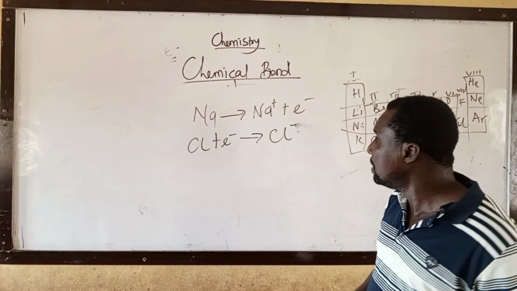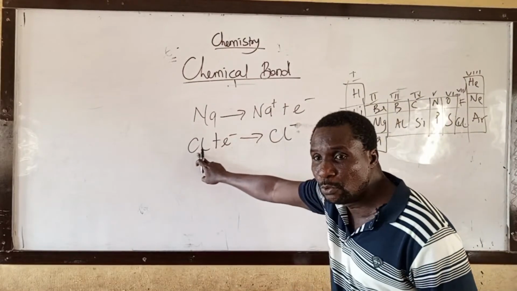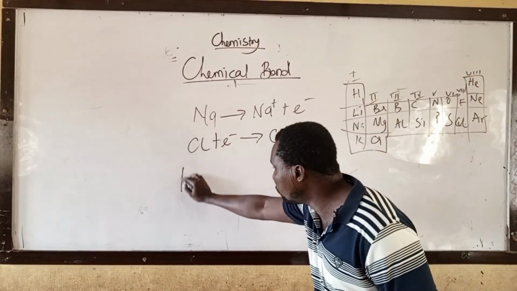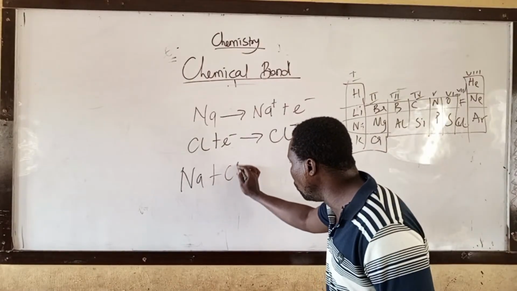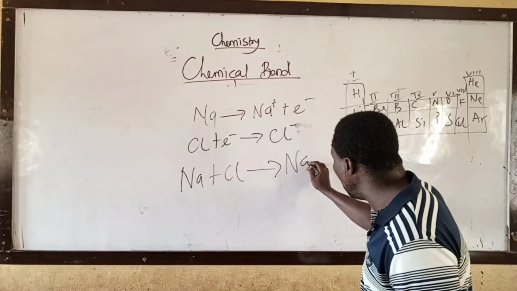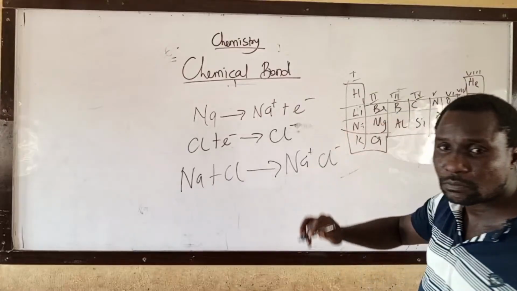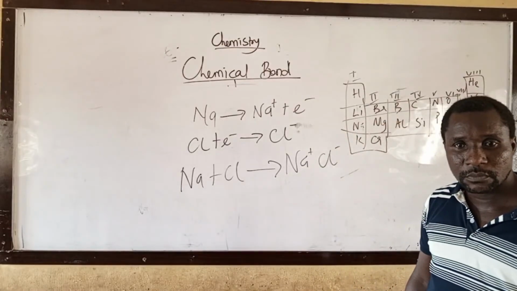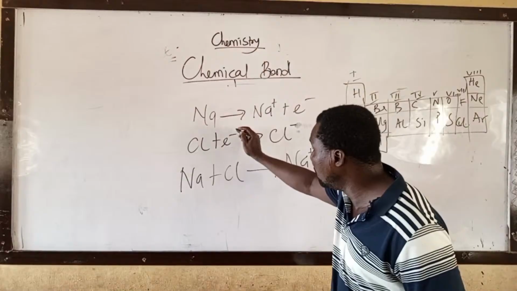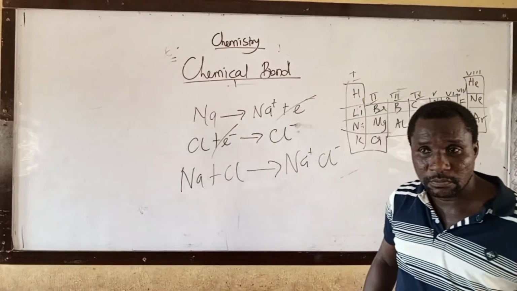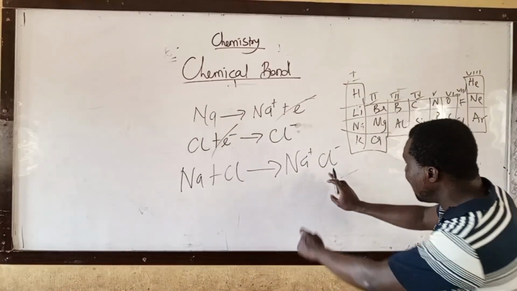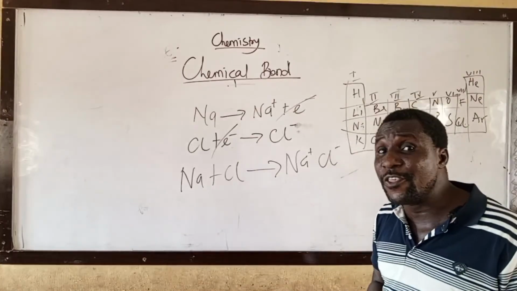Do you understand? Then what happens? Sodium combined with what? Chlorine. That is, sodium plus chlorine to form what? Sodium chloride. If you add them, the charges cancel. Do you understand? That means they are called ionic compounds.